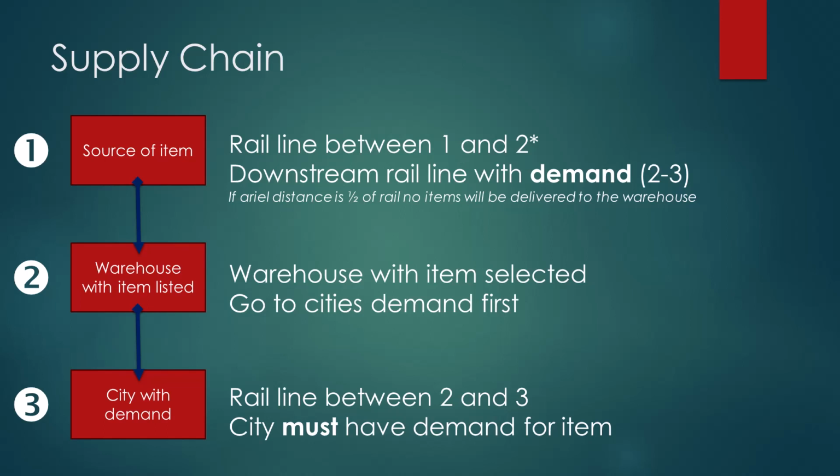The most important action to remember is that our supply chain has a source and it has a destination. And the key is the source must be aware that the destination has a demand, which means you must create a rail line from the city to the warehouse so that the rail line from the source to the warehouse can fulfill its obligations.